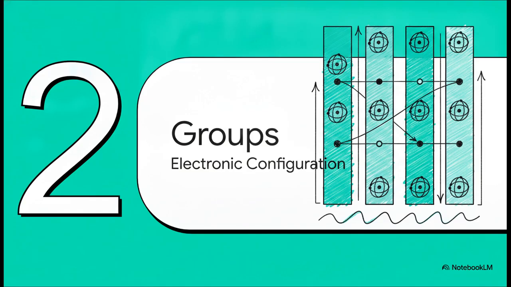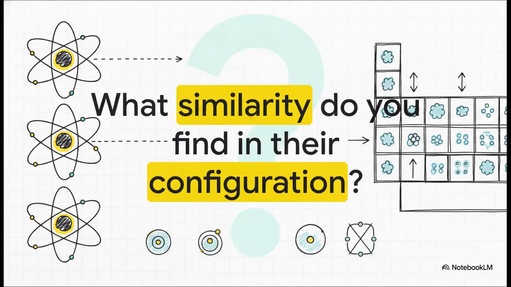Let's understand the behavior of these vertical columns in a bit more detail. I want you to put your thinking caps on for a moment. If we look at the elements from top to bottom in any single group, what similarity do you find in their electronic configuration? Any guesses?